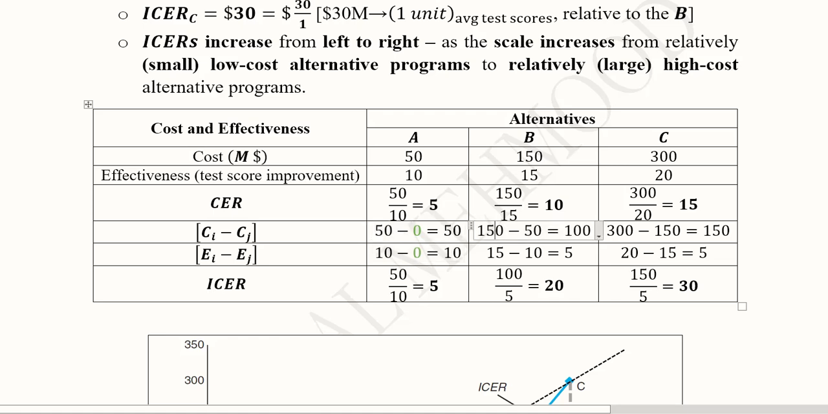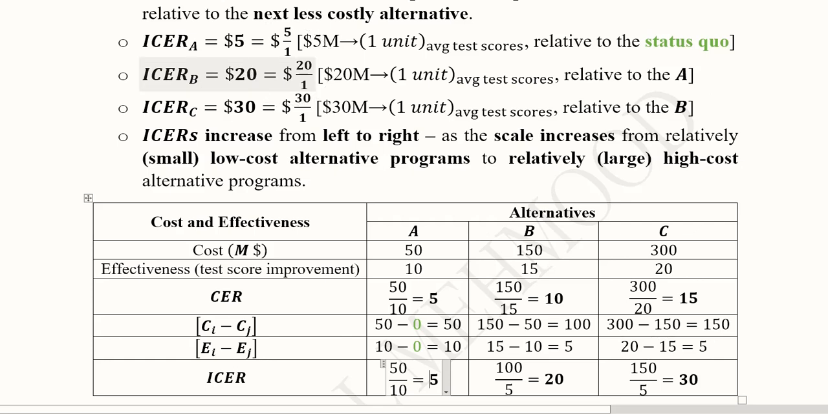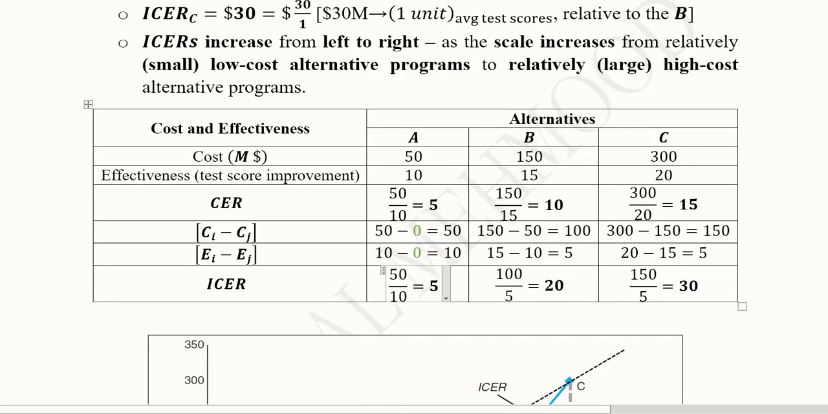Here you can see 150 minus 50. 300 minus 150. Here 15 minus 10 and 20 minus 15. It was 50 minus 0 and this was 10 minus 0. So we calculated these values. Dividing these differentials, I will get the incremental cost effectiveness ratio. It is equal to 5 here, 20 and 30 as we have shown above. So this is how we calculate these values.